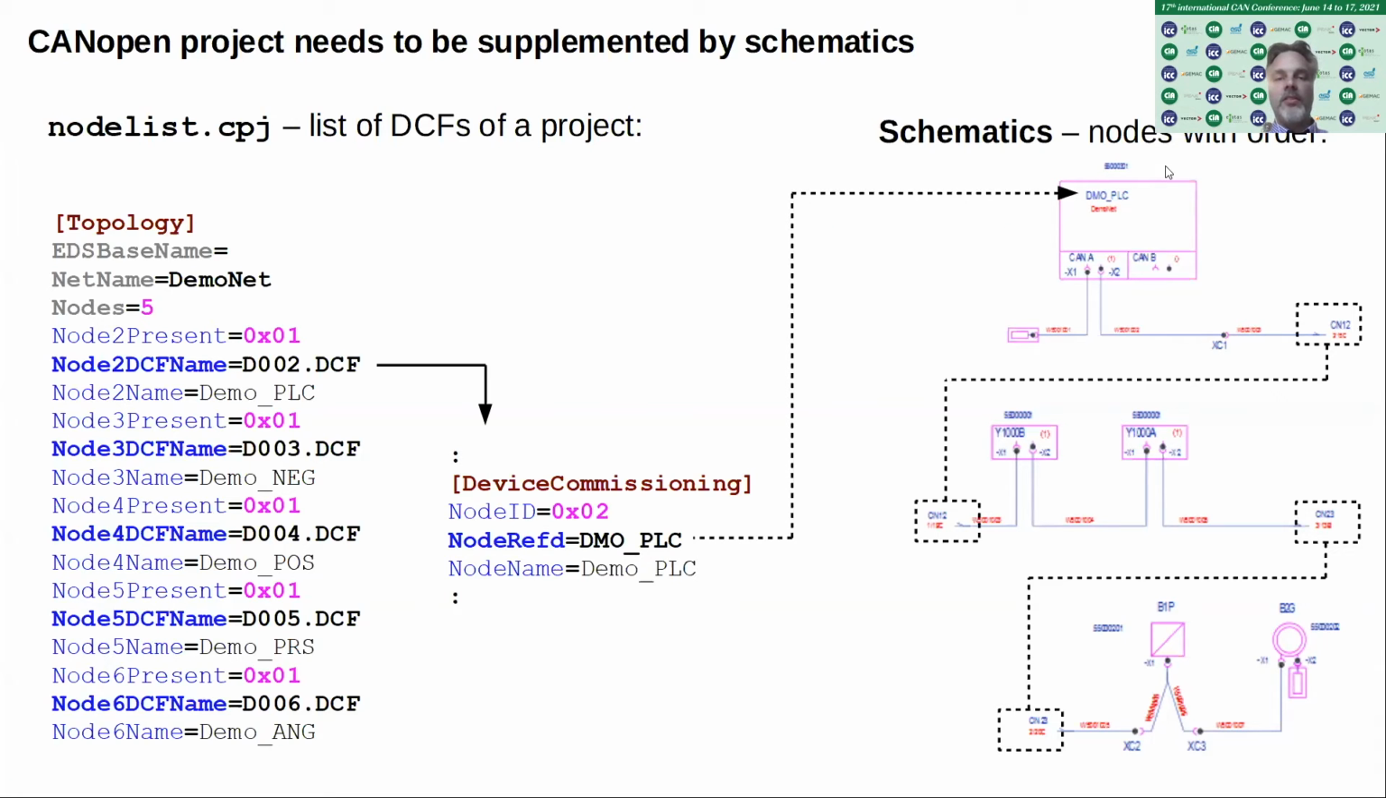And of course, the main thing to be solved has been that we need reference designators, which have traditionally been in the electric design for a long time. And when we brought them into the CANopen design, we got a tool for combining CANopen design and schematics.